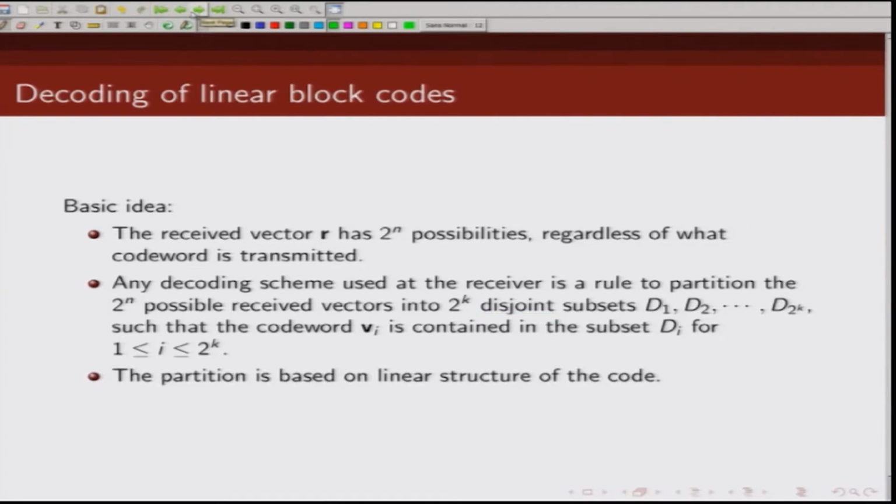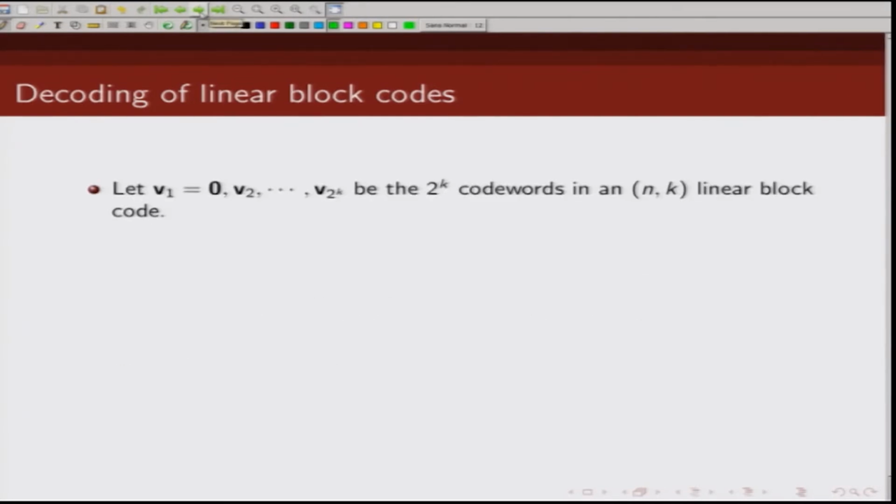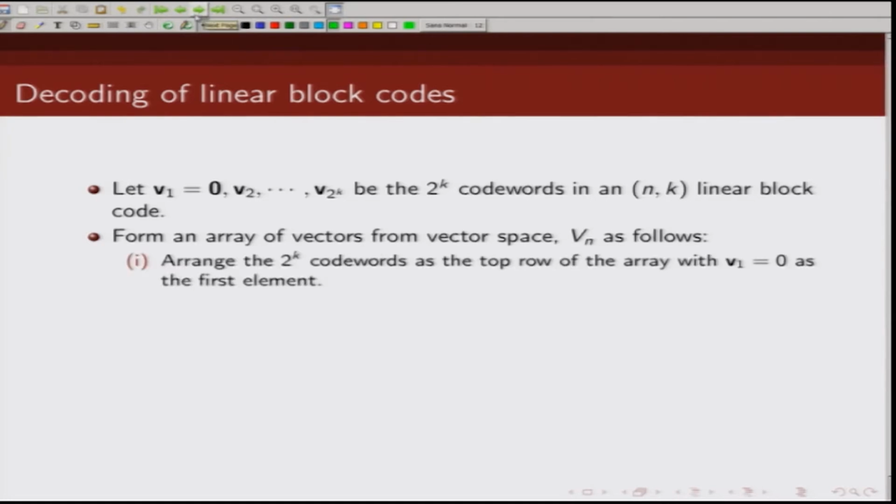And how we do this partition is based on the structure of the linear block code, and that is what we are going to describe in this lecture. So let us denote the 2^k code words by v1, v2, v3, up to v_{2^k}. So let us say these are my 2^k code words in an (n,k) linear block code, where v1 is the all-0 code word. Now what we do is we form an array of vectors from vector space Vn as follows.